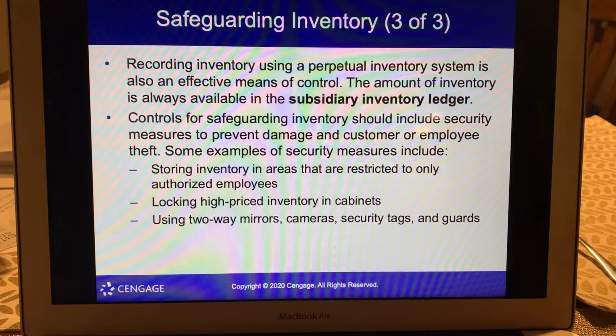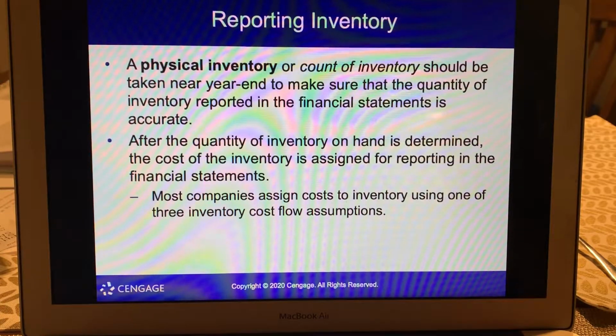Recording inventory using a perpetual inventory system is also an effective means of control. The amount of inventory is always available in the subsidiary inventory ledger. Controls for safeguarding inventory should increase security measures to prevent damage and customer or employee theft. Some examples of security measures include storing inventory in areas that are restricted to only authorized employees, locking high-priced inventory in cabinets, using two-way mirrors, cameras, security tags, and guards. The physical inventory, or count of inventory, should be taken near year-end to make sure that the quantity of inventory reported in the financial statements is accurate.